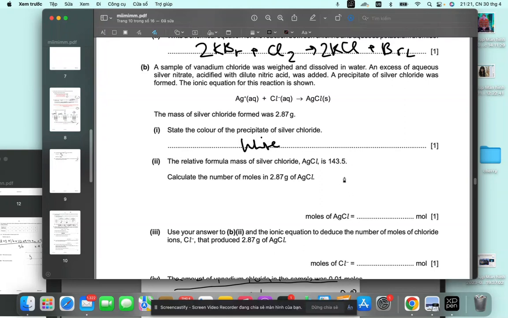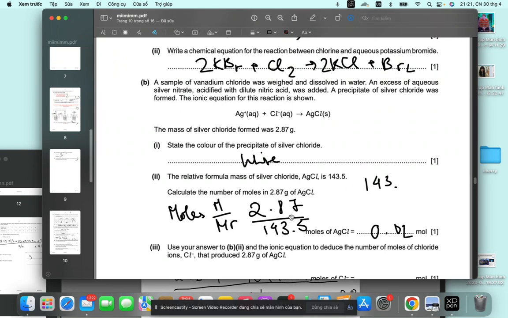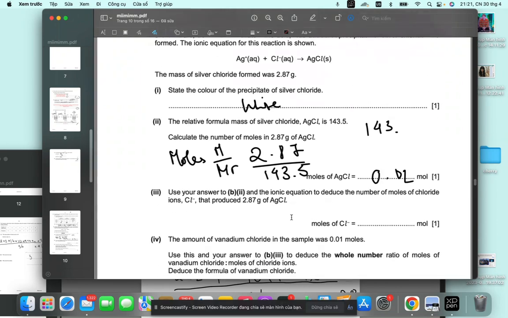The relative formula mass of silver chloride is... calculate the number of moles. So we have moles equals mass over Mr here. So we have mass is 2.87. We divide by the relative formula mass, 143.4 here. Let's see what moles we have. How many moles do we have? 0.02 mole.